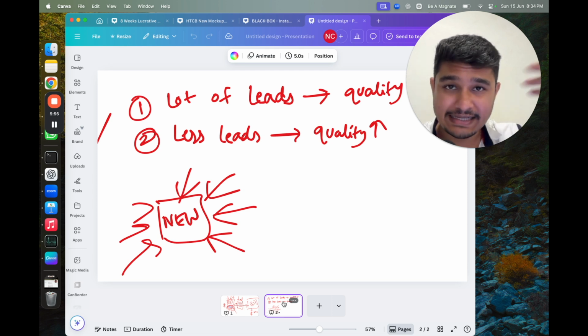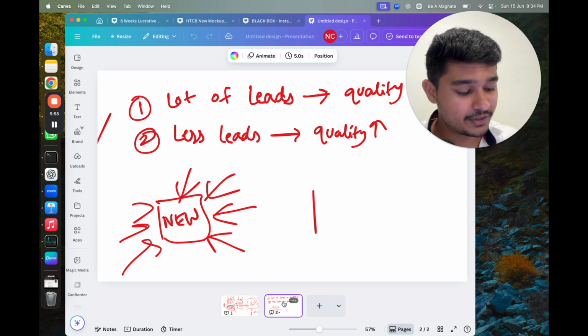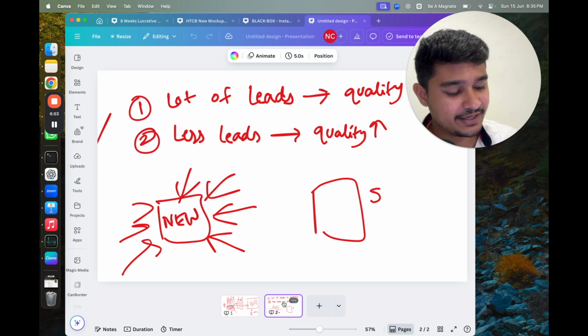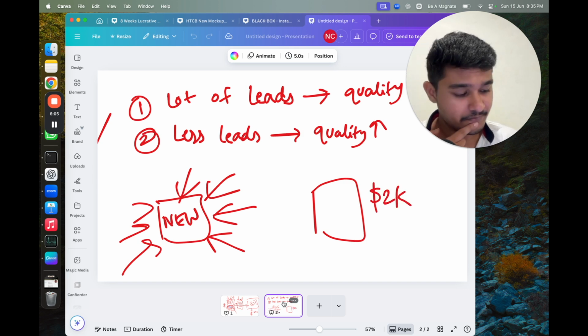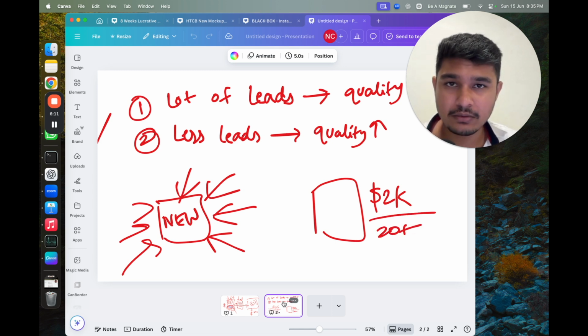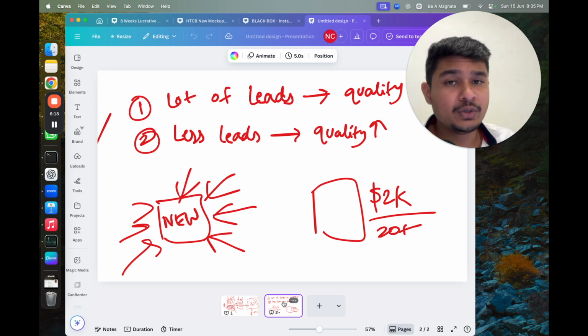Now, there could be a stage in your business where you have an offer which, let's say, you might be charging $2,000 for, and you have around 20 clients till now. This could be a stage in your business. Try to relate it with whatever numbers you have in your business. In this stage, you know that the offer is proven.